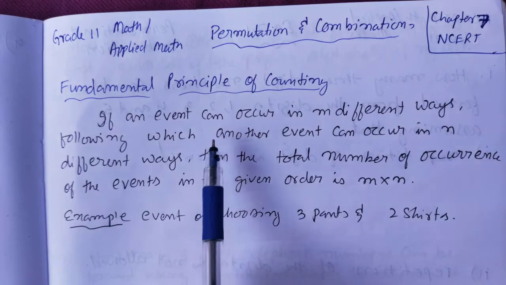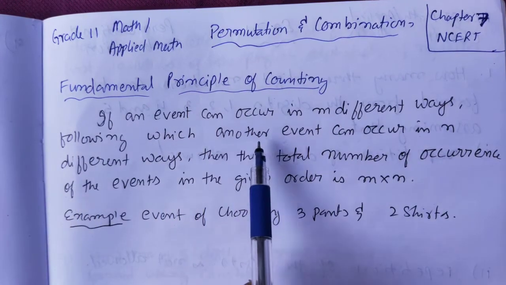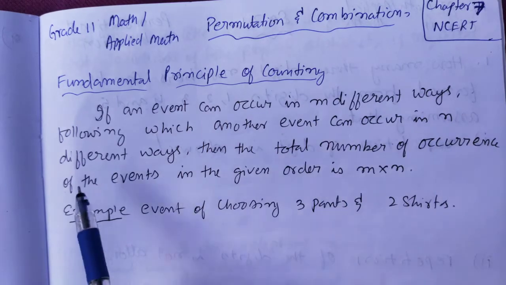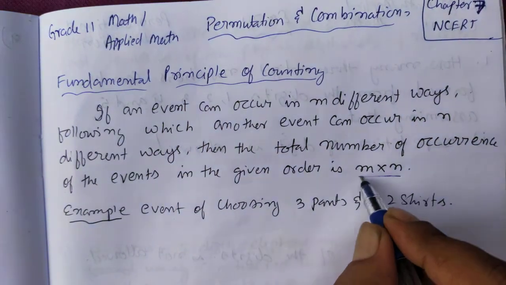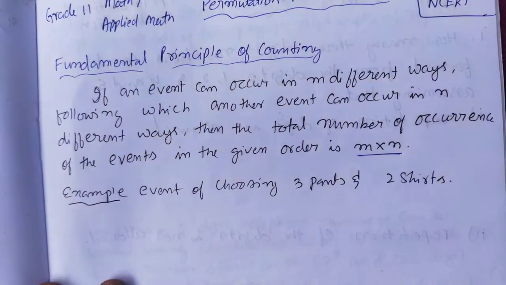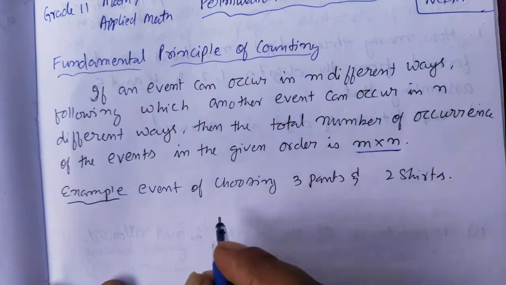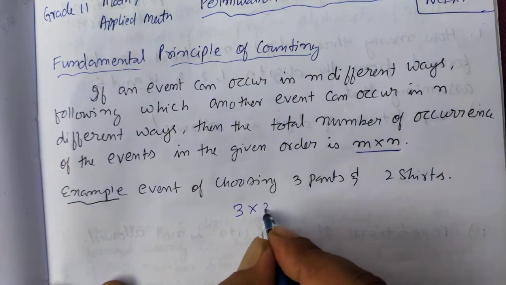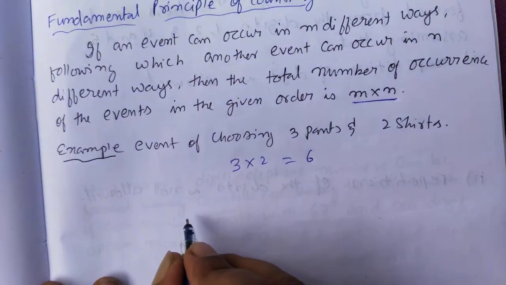If an event can occur in m different ways, following which another event can occur in n different ways, then the total number of occurrences is given by m into n. For example, the event of choosing 3 pens and 2 shirts gives the answer 3 into 2, that is 6. Let us show it practically also.